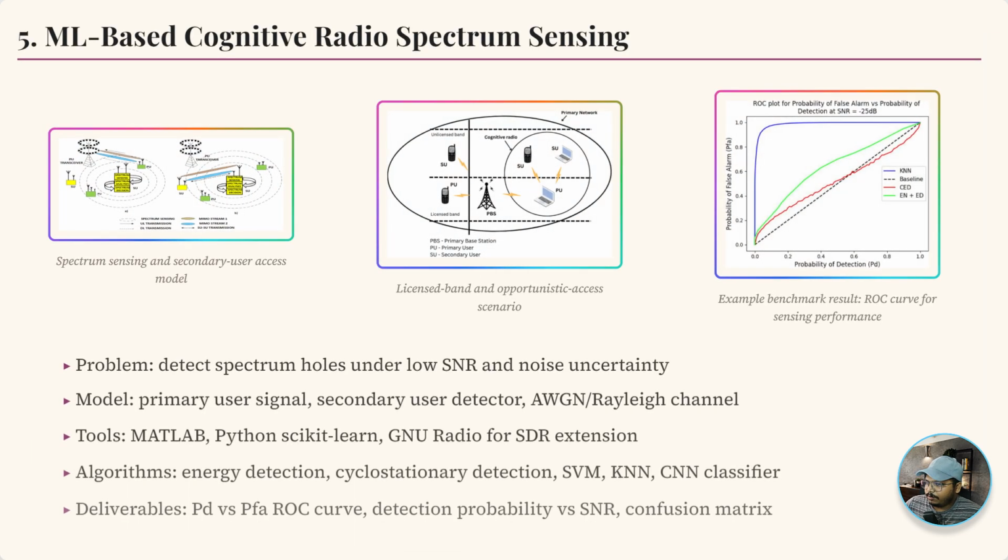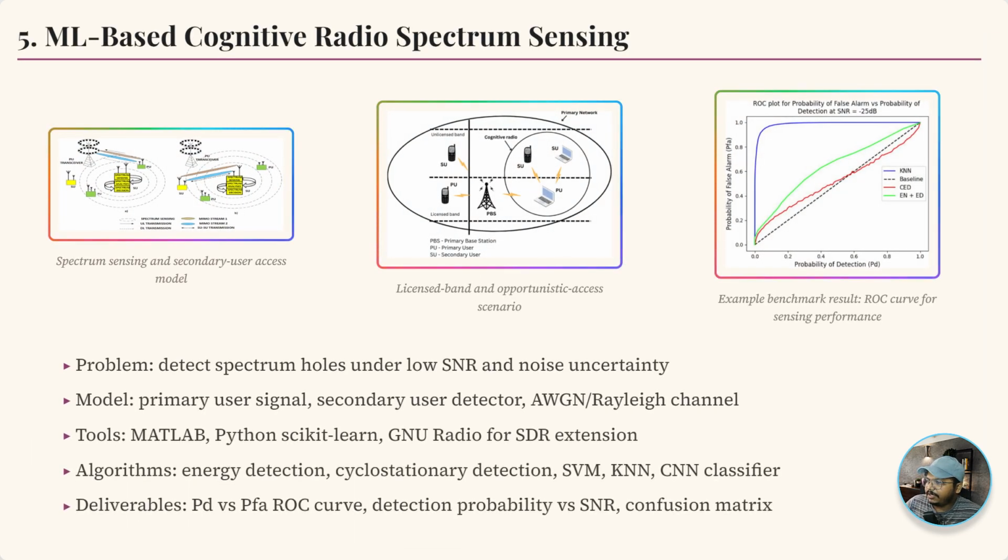So the next project is machine learning based spectrum sensing for cognitive radio. In many communication systems, a licensed frequency band remains unused for a short period, even though it has already been allocated to a primary user. Cognitive radio attempts to detect this unused opportunity so that a secondary user can access the spectrum without disturbing the licensed user. The main challenge is detecting the primary signal under low SNR, fading, and noise uncertainty.